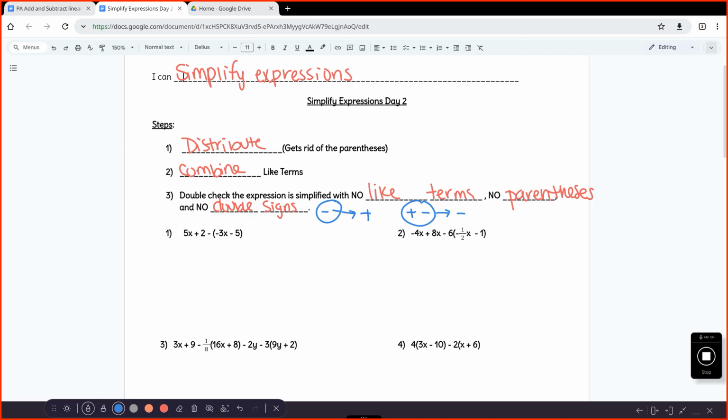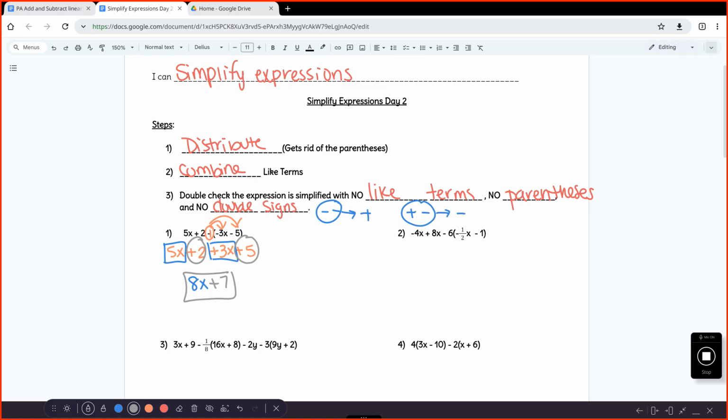So number one here, we have 5x plus 2 minus parentheses negative 3x minus 5. So we are going to start with the parentheses, and we need to distribute. There's no number in front of our parentheses, but we should know that there really is a negative 1 there. So negative 1 times negative 3x is positive 3x. Negative 1 times negative 5 is positive 5, and then everything else drops. Next, we want to do 5x plus 3x and get 8x, right? We combine our like terms, and then this 2 plus 5 will get us 7.